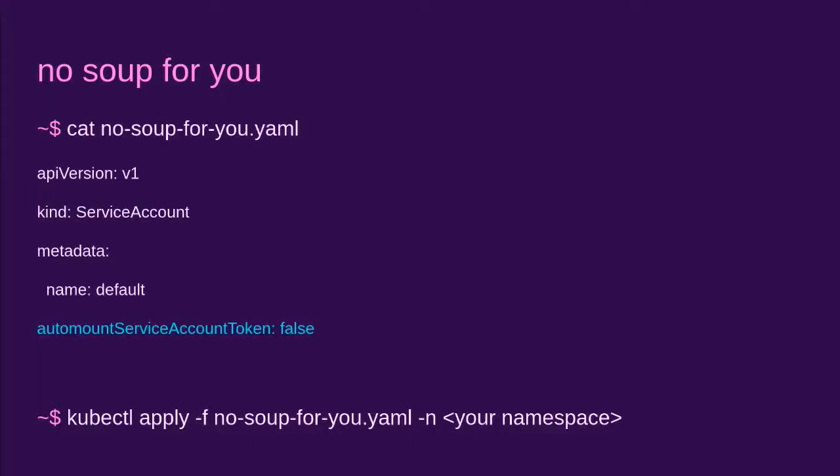So here is how you disable that. I know everyone loves looking at slides of YAML, but you can probably see it's just a very simple file, and the critical information you require is to say automount service account token is false. You can then just apply that, and you have to apply it for every namespace.